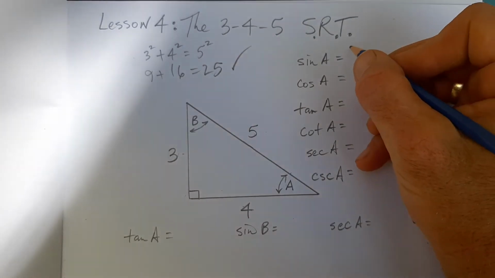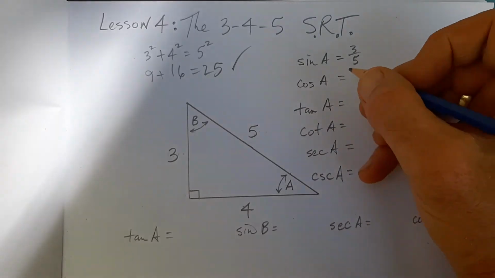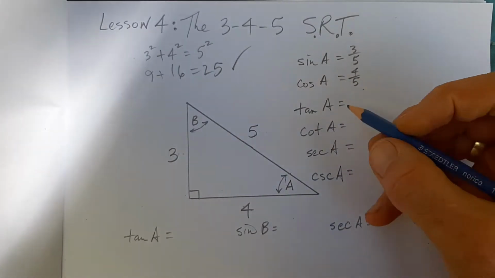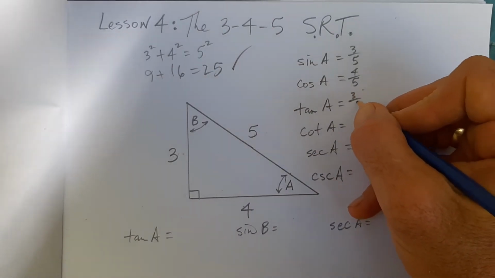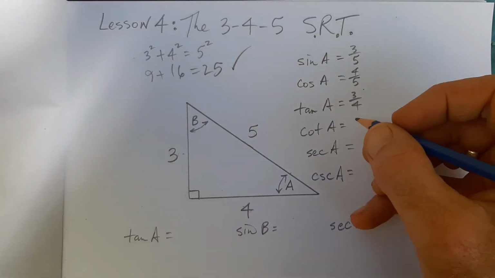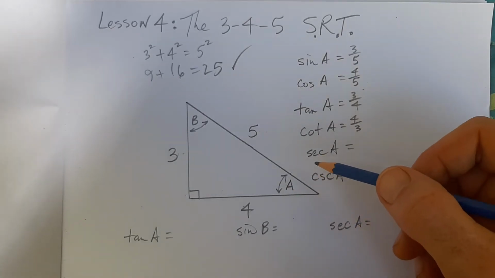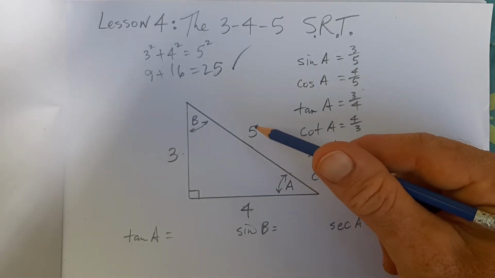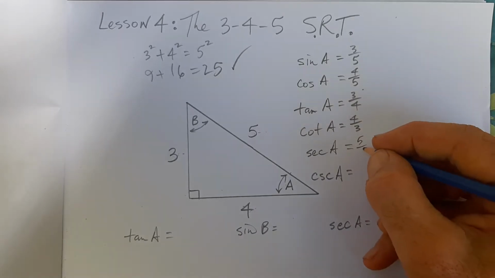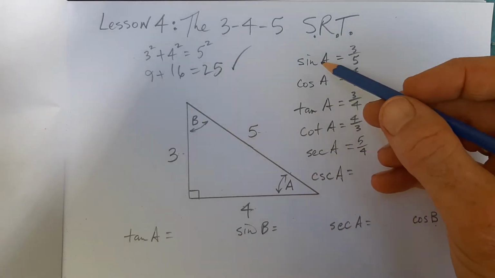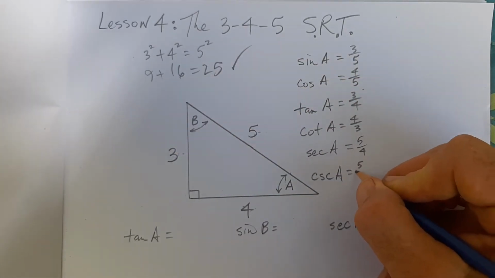Sine of A: opposite over hypotenuse. Cosine of A: adjacent over hypotenuse. Tangent of A: opposite over adjacent. Cotangent: adjacent over opposite. Secant: hypotenuse over adjacent. Cosecant, inverse of sine: hypotenuse over opposite. Okay.